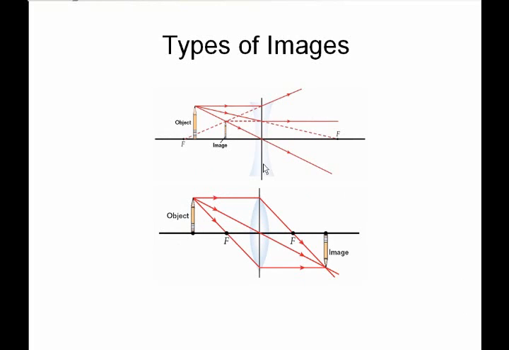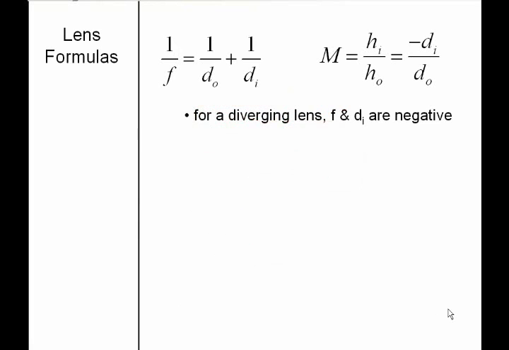So for this one, the diverging lens always has a virtual image. It's always going to be on the wrong side, and you always have to trace the dotted lines behind to find it. For the converging lens, just like the converging mirror, sometimes we get a real image on the outside of the lens. Sometimes we have a virtual image on the wrong side of the lens.